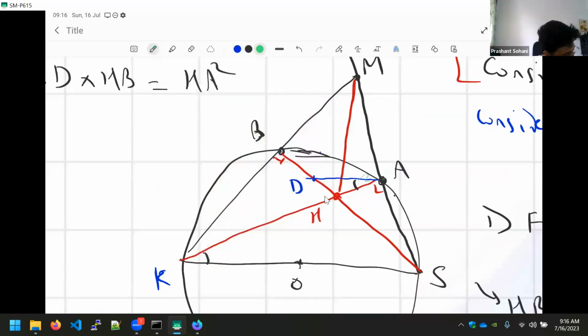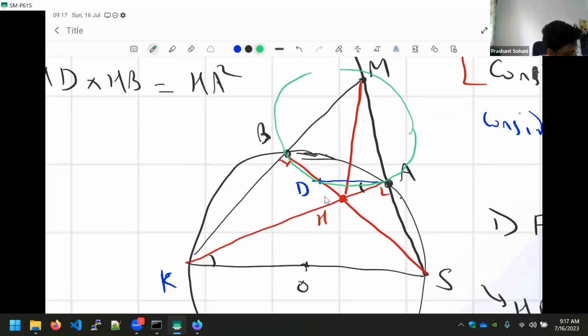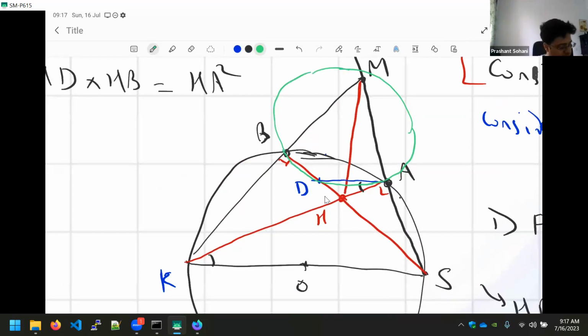So this circle, I'm just drawing it roughly. This circle will have HA as a tangent. And so basically we are using again the converse of the power theorem. Power theorem says that when we have a tangent like this, then HA square is equal to HD into HB. But that statement also has the converse, that if HD into HB is equal to HA square, then HA has to be the tangent to this green circle.